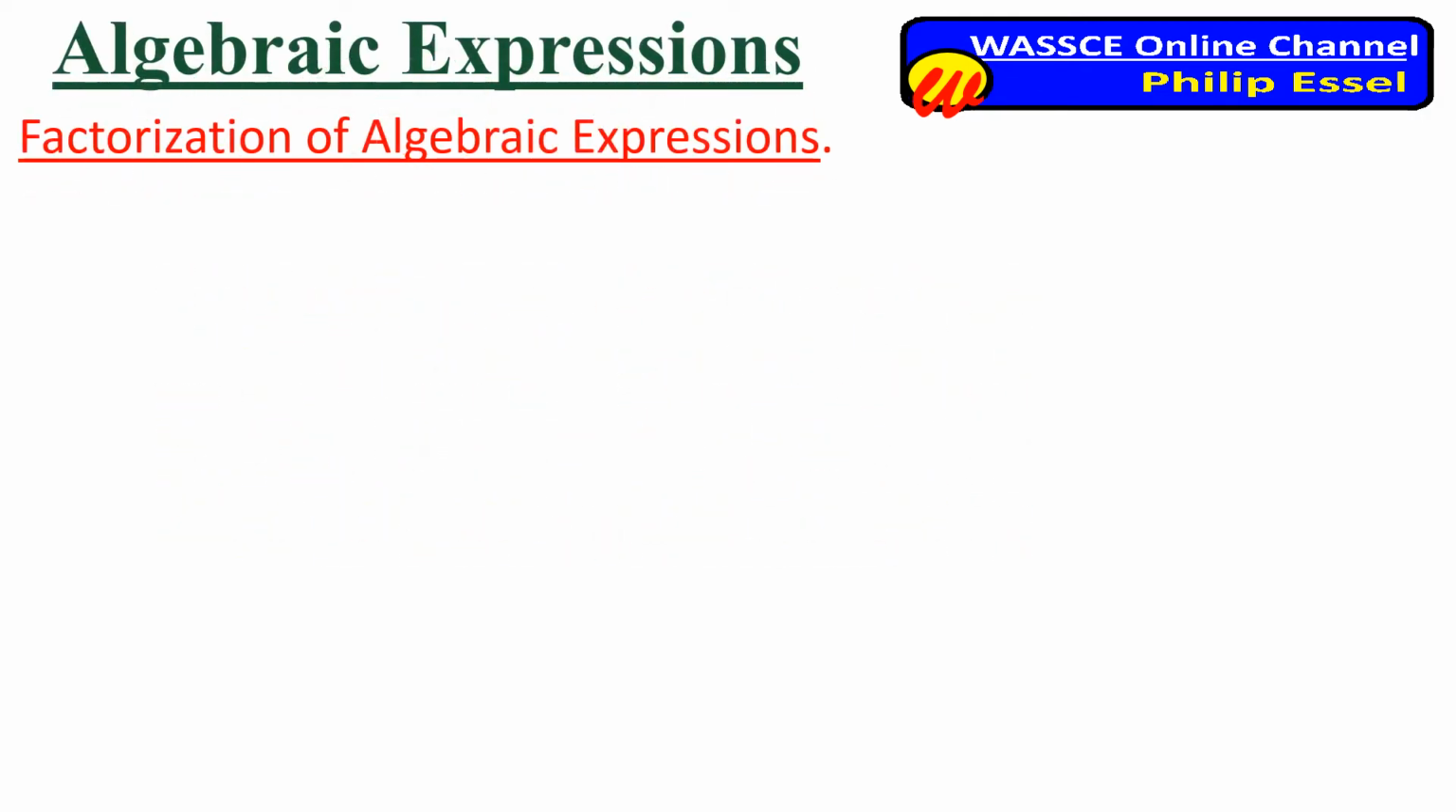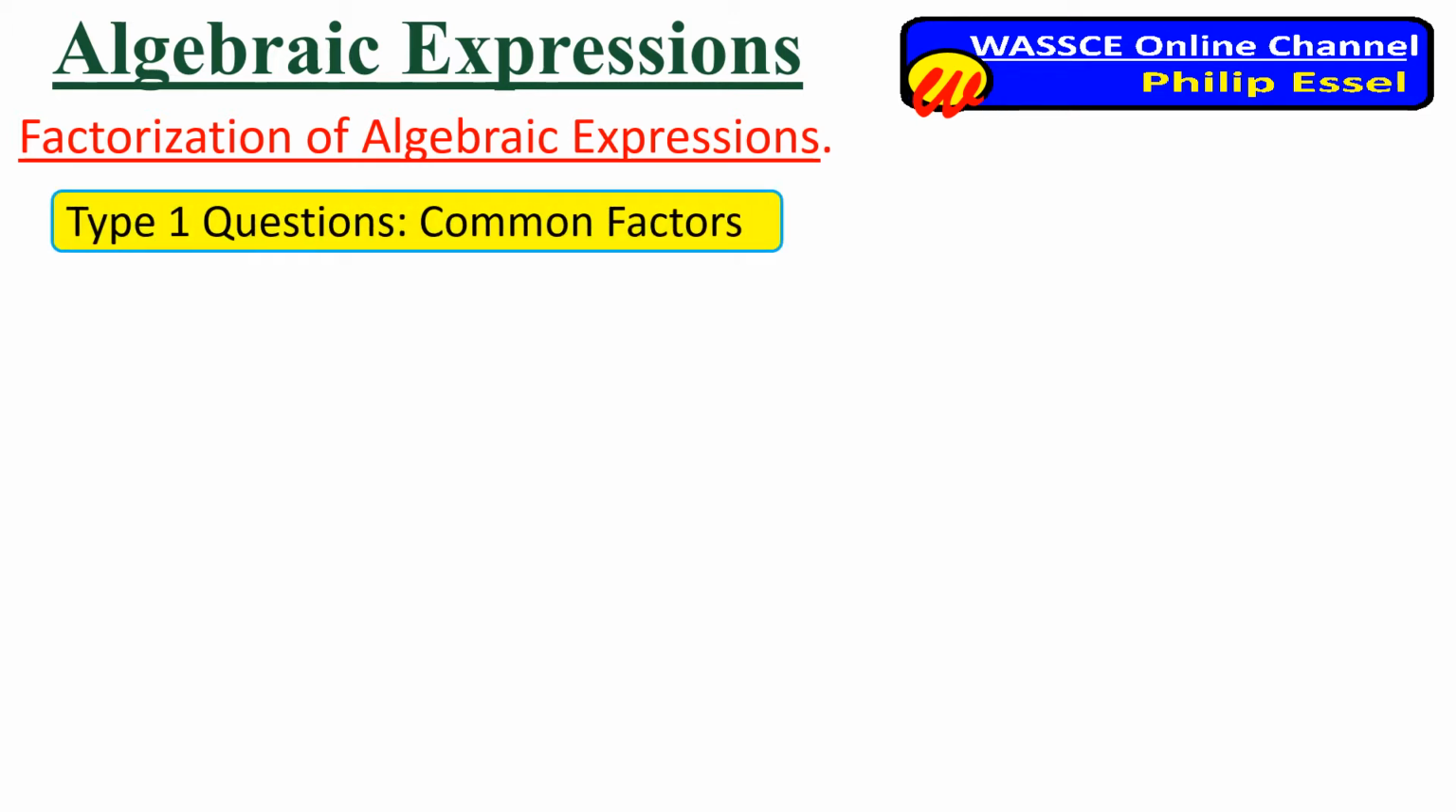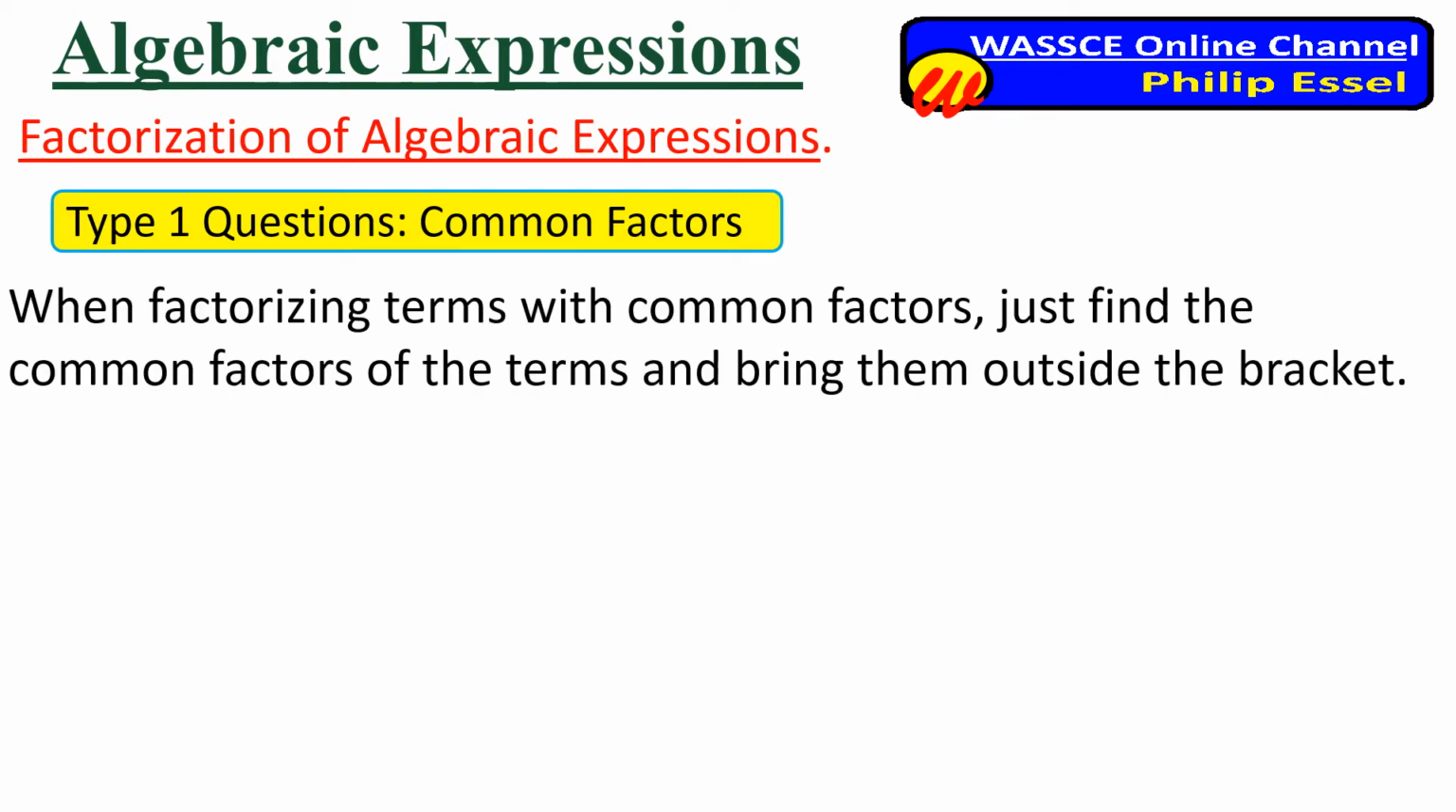Let's start by looking at type 1 questions, common factors. And I remember I said earlier on that the examples we've looked at earlier on are type 1 questions. So here you're given an algebraic expression, and all you need to do is to figure out what the common factors are. You bring those common factors outside of the bracket, then you leave the uncommon factors within the bracket. That's all you need to do. So we'll look at 2 examples here, then we'll move on to the next type of question.